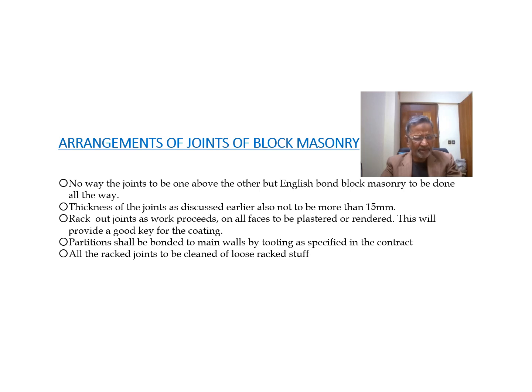Partition walls should be bonded to the main wall so that there is a toothing arrangement as specified in drawings and as per the contract. All the raked joints are to be cleaned properly so that the loose stuff is removed from the joints, and you will get a better bond between the plaster and the block. While doing the plaster, you have to wet the masonry and then start the plaster.